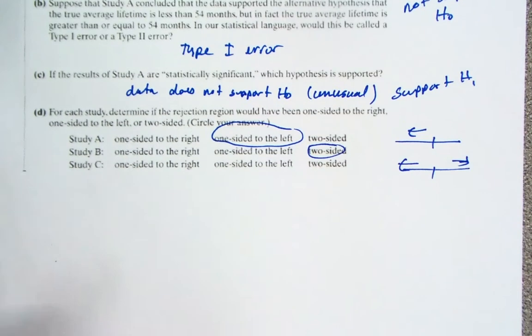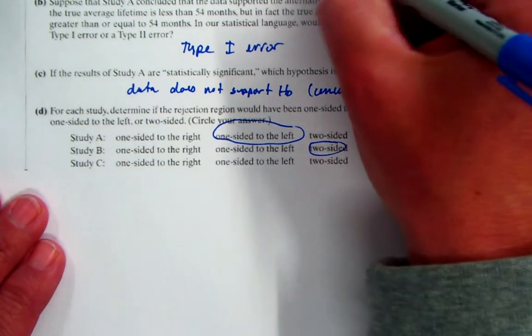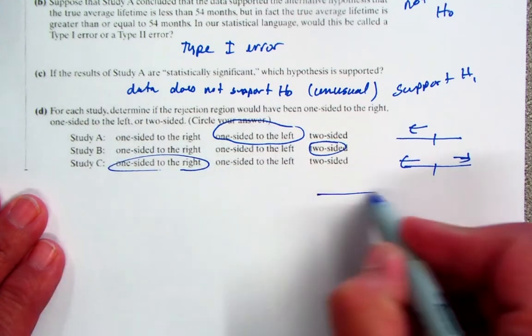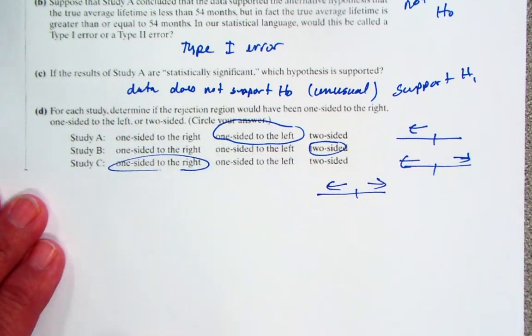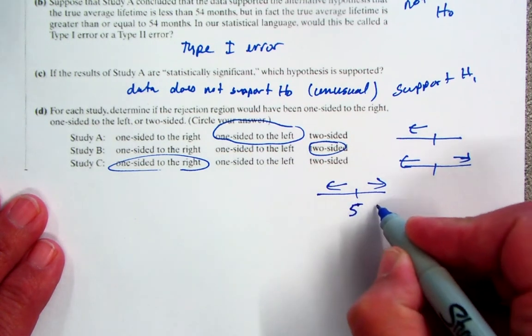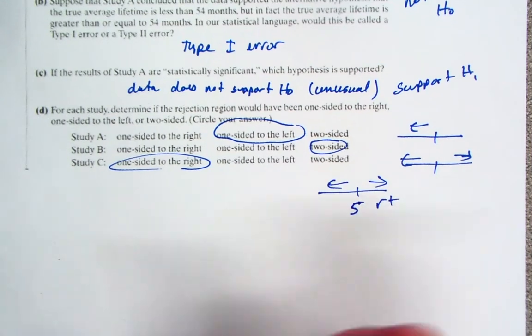And the last one is study C. Study C is looking at greater than, so that would be to my right. So again, I'm thinking about numbers that are bigger than, it doesn't really matter what I put here, but numbers bigger than 5 are on my right, and that's how we determine the direction.